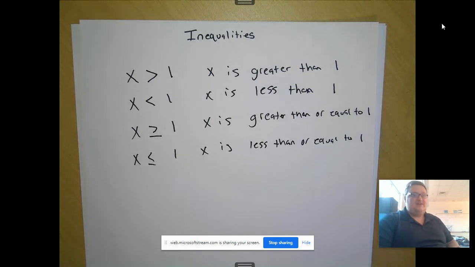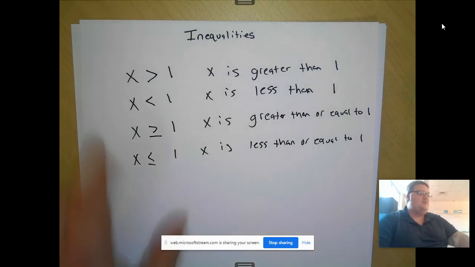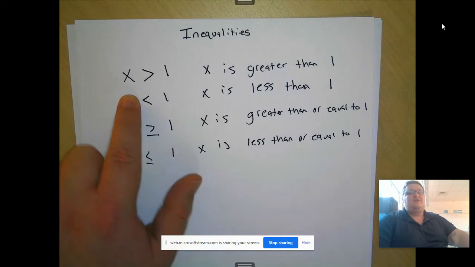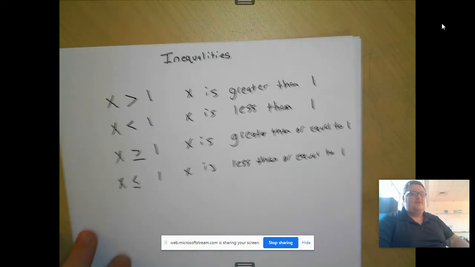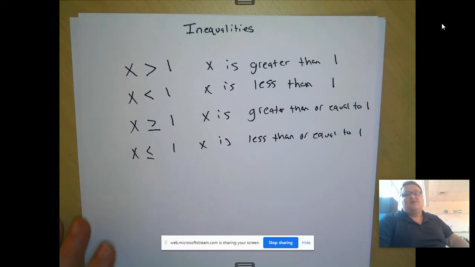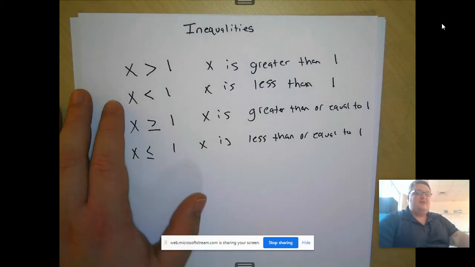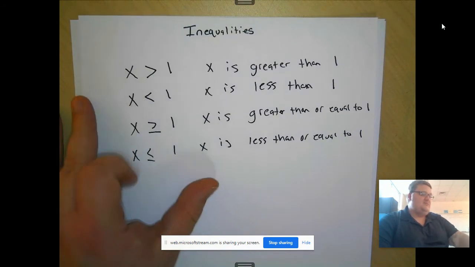Inequalities are very similar to equations, except they're not equal to something. In an equation, you have x equals 1. In an inequality, you're going to have x is greater than 1. It's not going to have an equal sign. Basic inequalities that you all need to remember, which I know you've seen before, are 6 is less than 7, 7 is less than 8, 8 is greater than 4. But in algebra, you have these 4 symbols.